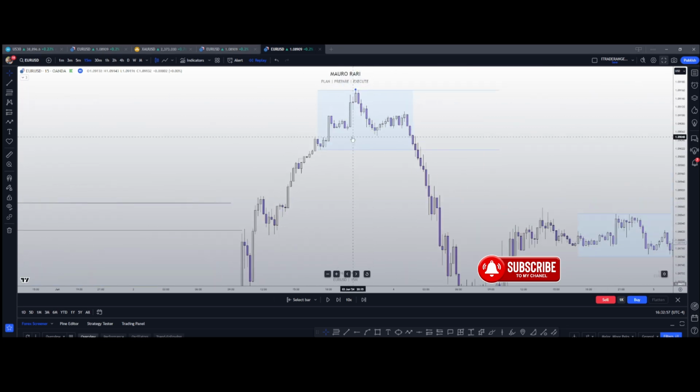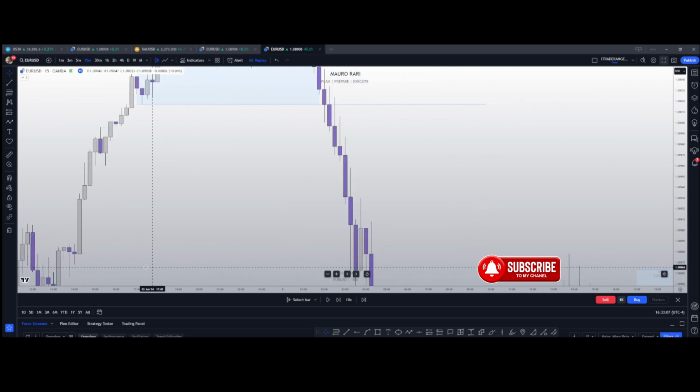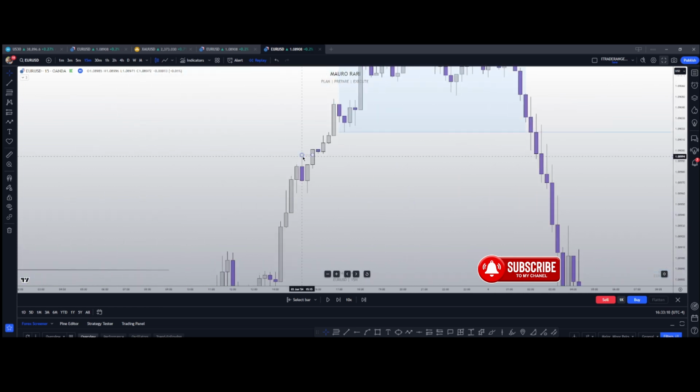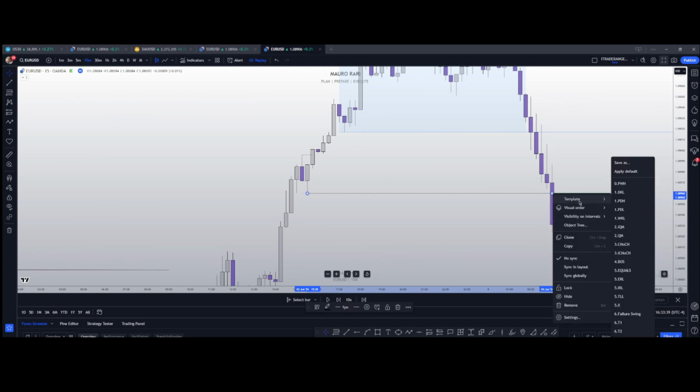All right, so at this point, let's find our first QM. As you can see, my first QM is basically this point. So let's make it bigger. Why is this my QM? Because as you can see, this candle took this low, then broke the high, took this low right there, broke the high, and then eventually the price broke this low, which is going to be my QM.